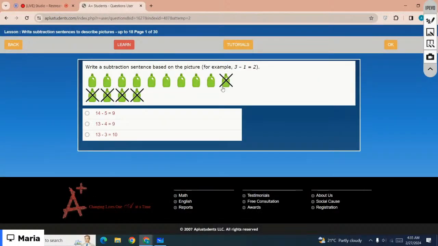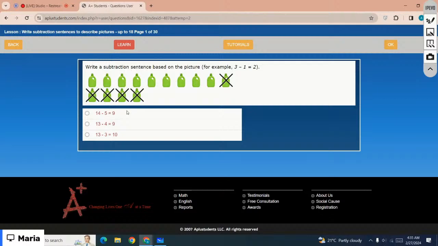Write subtraction sentences. You need to count and then write the sentence on your own, right? Write a subtraction sentence based on the picture. So you need to count the total one, then you need to count the ones that are crossed, and then the ones that are not crossed, right? So they are 1, 2, 3, 4, 5, 6, 7, 8, 9, 10, 11, 12, 13, 14. They are 14 and 5 of them are crossed.